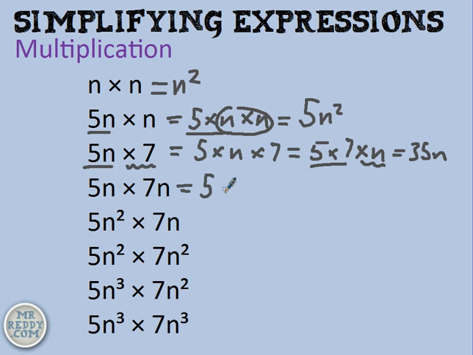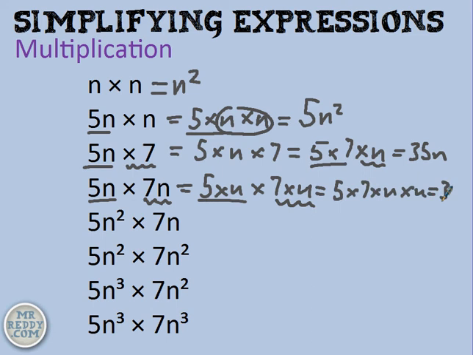5n times 7n, so we've got 5 times n times 7 times n. 5n is that bit, 7n is that bit. Rearrange them, so you've got 5 times 7 times n times n. What do you get? 35n squared.